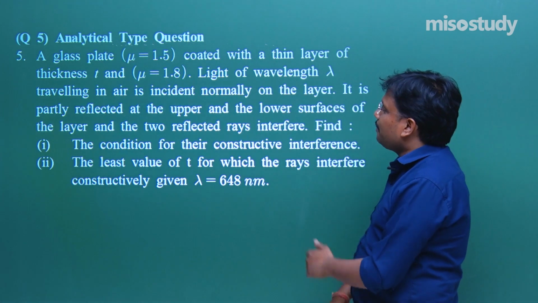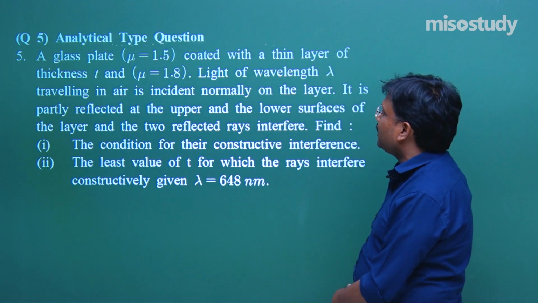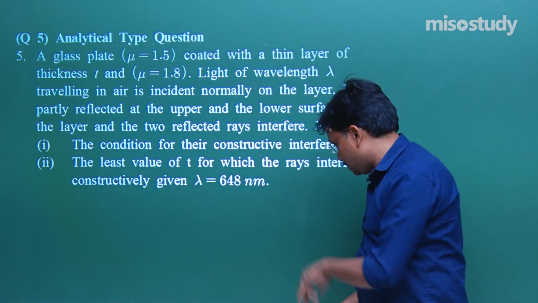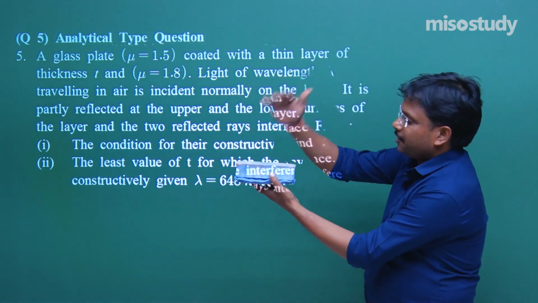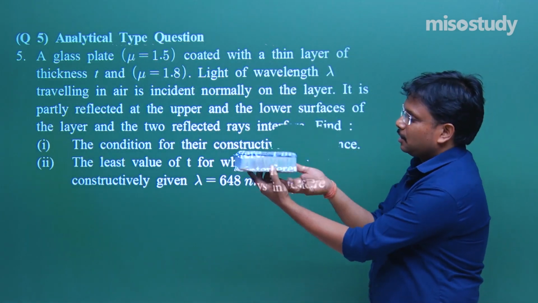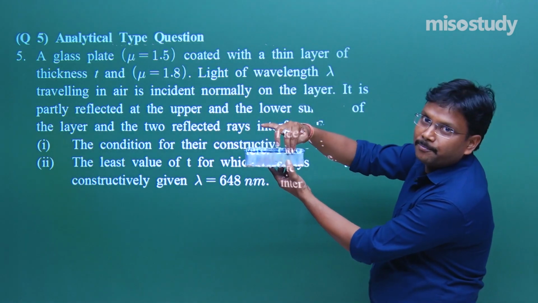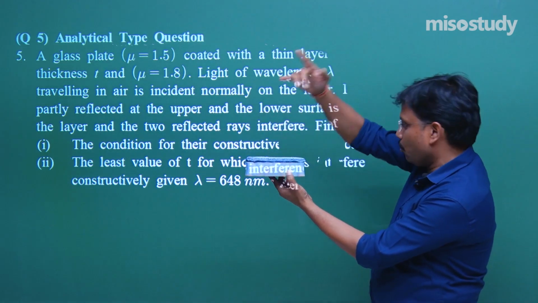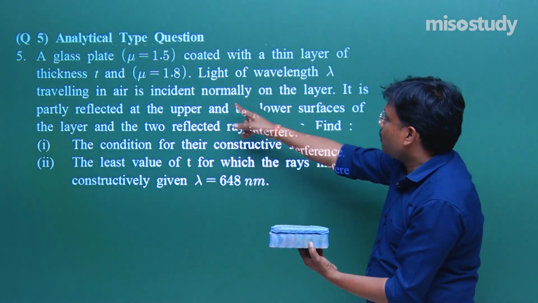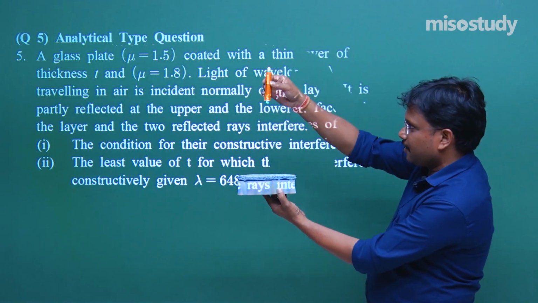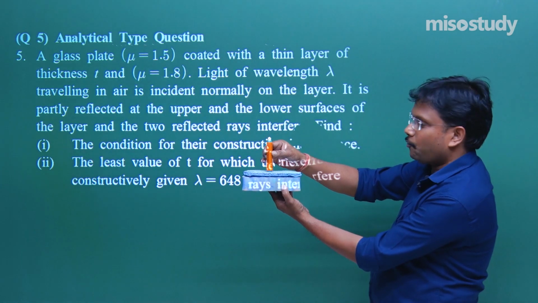Light of wavelength lambda travelling in air is incident normally on the layer. Imagine the situation. This is fine. Let's take a look over here like this. This is the glass plate and this is the thin film. Thin film refractive index is more, and now what is mentioned? Normal incidence. Normal incidence means light rays falling like this.